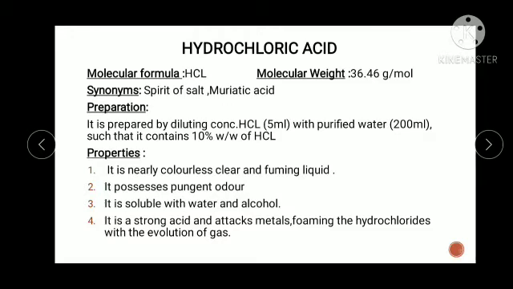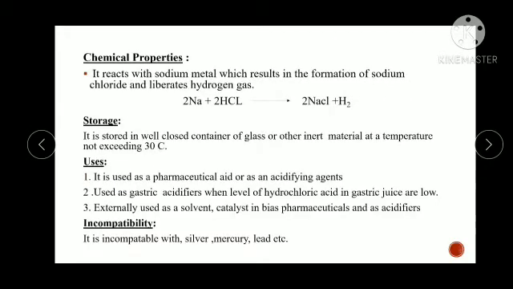Next point is the properties. It is a nearly colorless, clear and fuming liquid. It possesses a pungent odor and it is soluble in water and alcohol. It is a strong acid and attacks metals, forming hydrochlorides with the evolution of gas. The next point is the chemical property. It reacts with sodium metal.